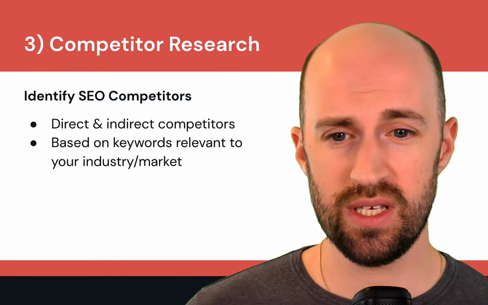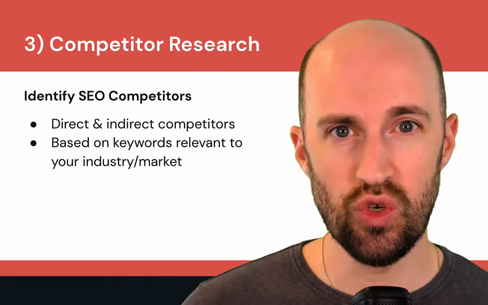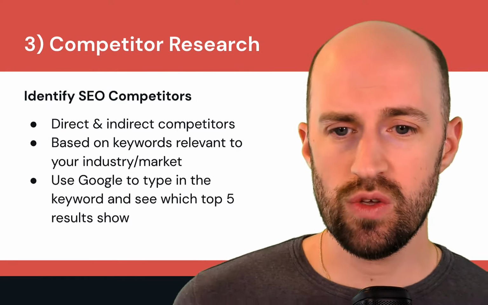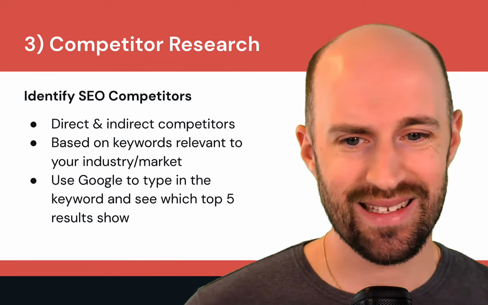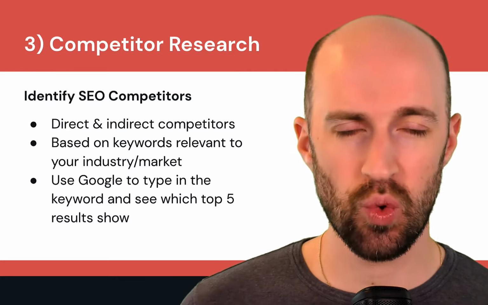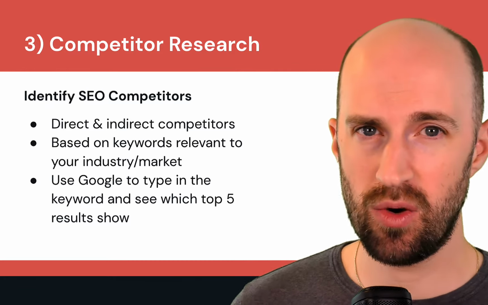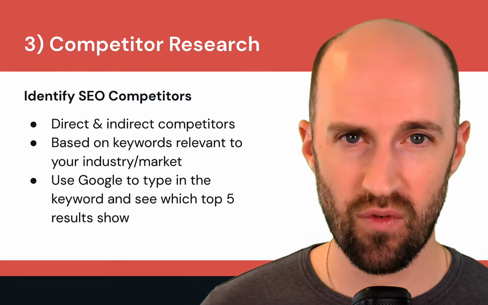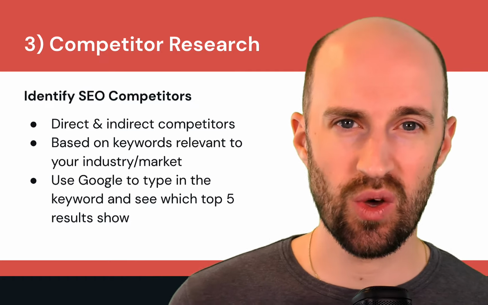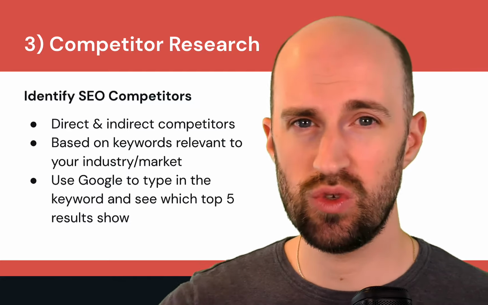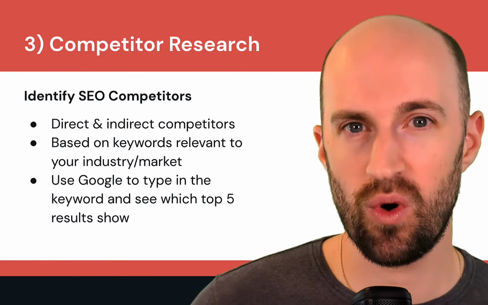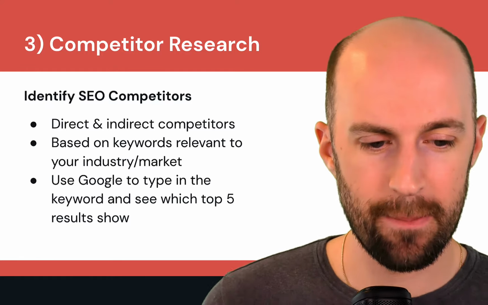So you want to obviously find these competitors using the keyword research that you've done. So you can use Google to type in the keyword and see which top 5 results show. Again, you can use a tool like Hike SEO in the competitor research section to do this automatically for you. But for the keywords that you haven't ranked yet, that you don't have visibility for, it's best to use Google just to see what competitors are there currently before you start creating content for that.